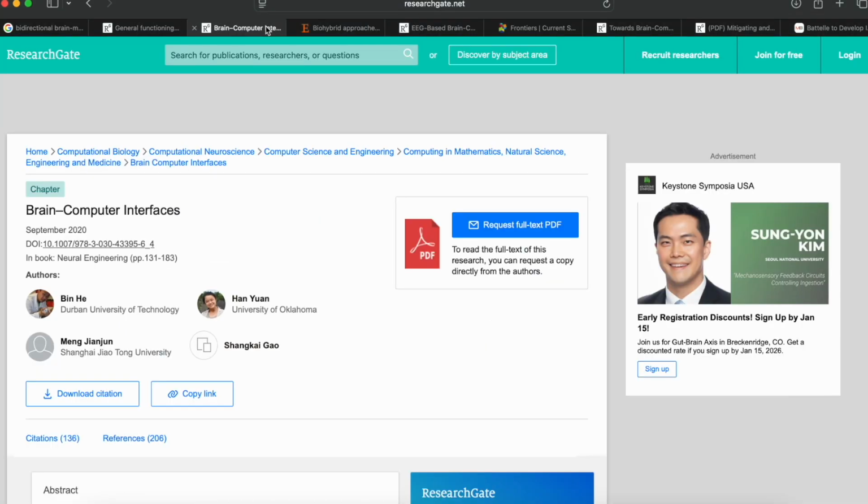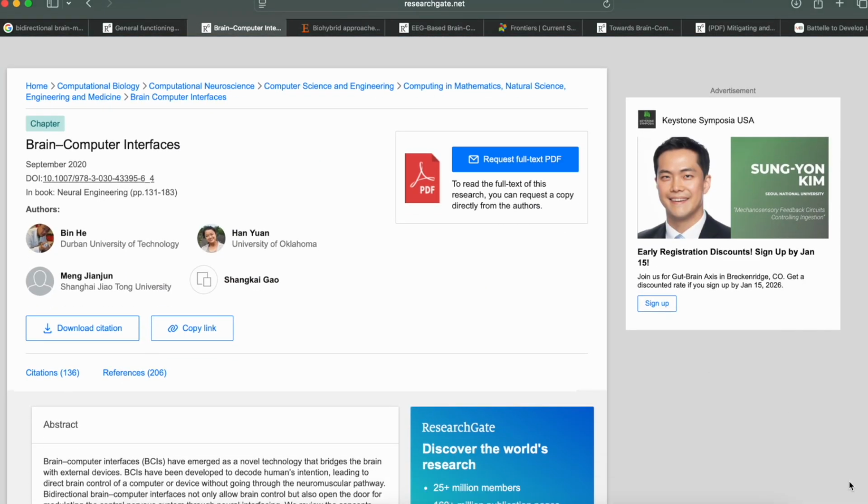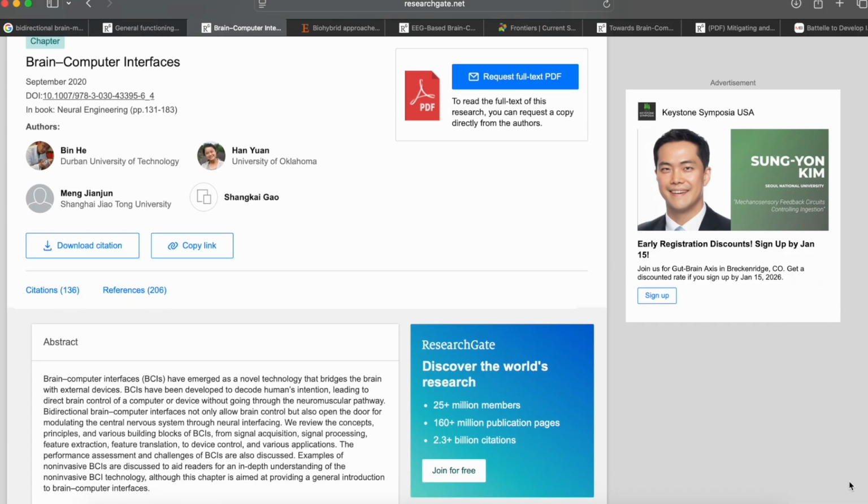We're going to go to ResearchGate, and we're going to read Brain-computer interfaces. Brain-computer interfaces, BCIs, have emerged as a novel technology that bridges the brain with external devices. BCIs have been developed to decode humans' intention, leading to direct brain control of a computer or device without going through the neuromuscular pathway. Bidirectional brain-computer interfaces not only allow brain control, but also open the door for modulating the central nervous system through neural interfacing.